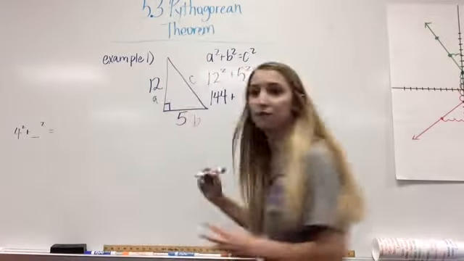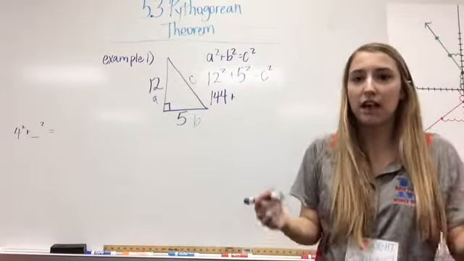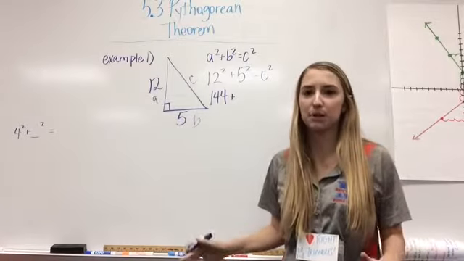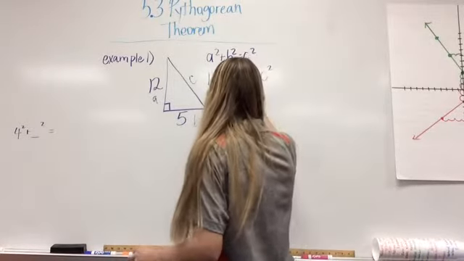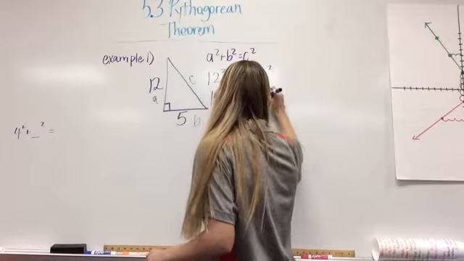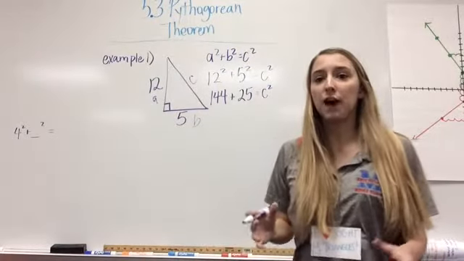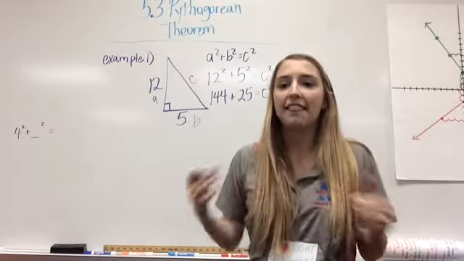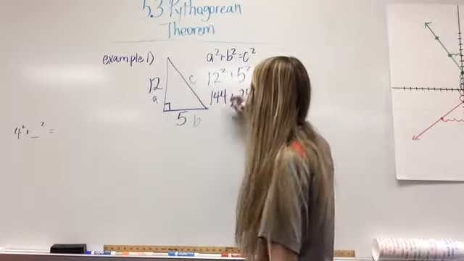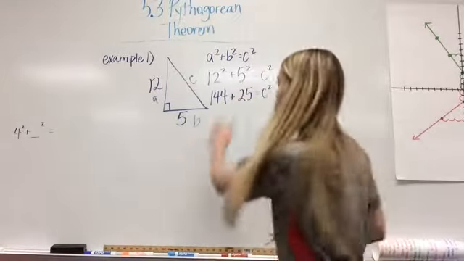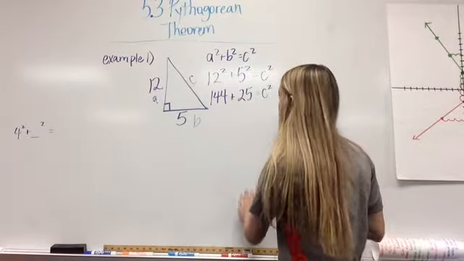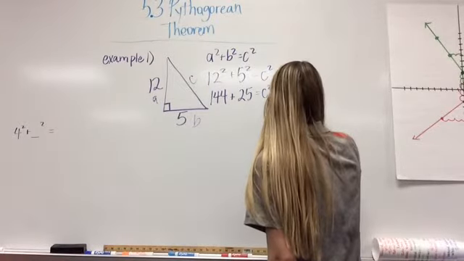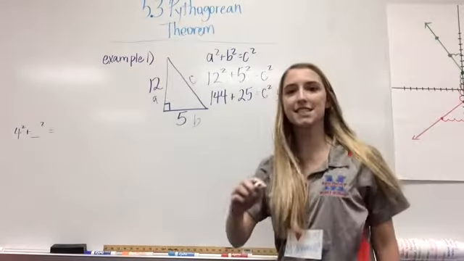Then I have to add 5 squared. I also know that 5 squared is 25, because I do Pythagorean theorem in my sleep. I just love it. So 5 squared is 25 equals c squared. If you remember order of operations, we have got to do our exponents first, and then we add. So 144 plus 25, I don't know that off the top of my head, so I'm going to do some work over here. 169.